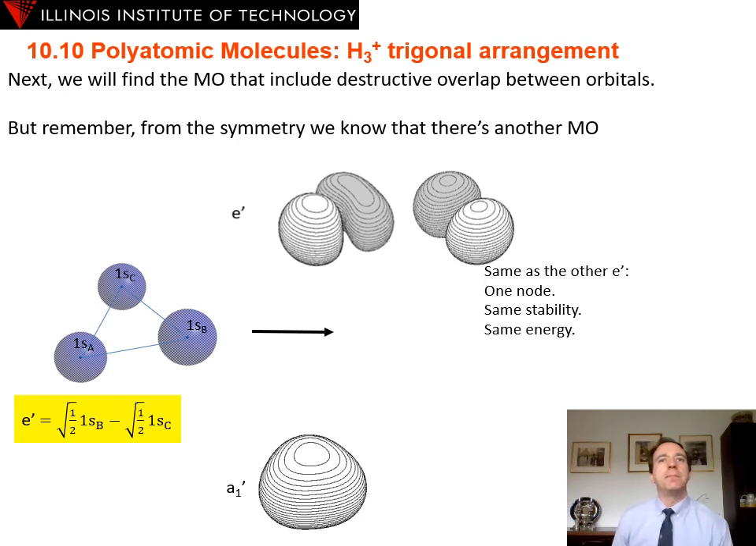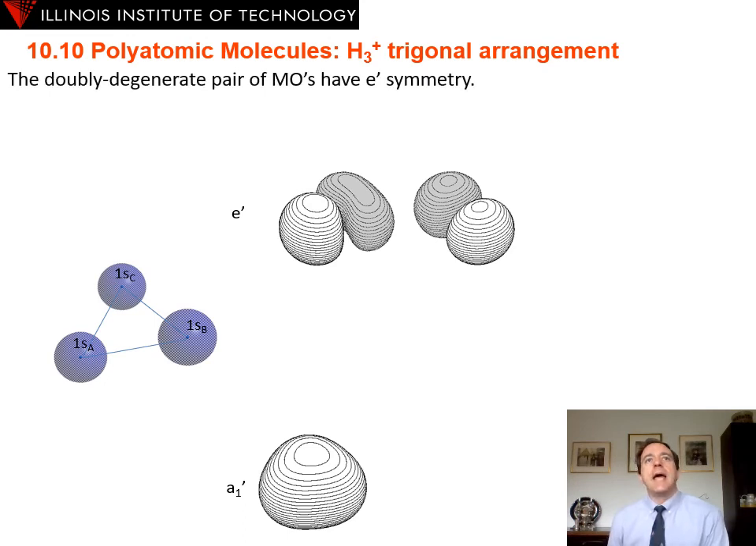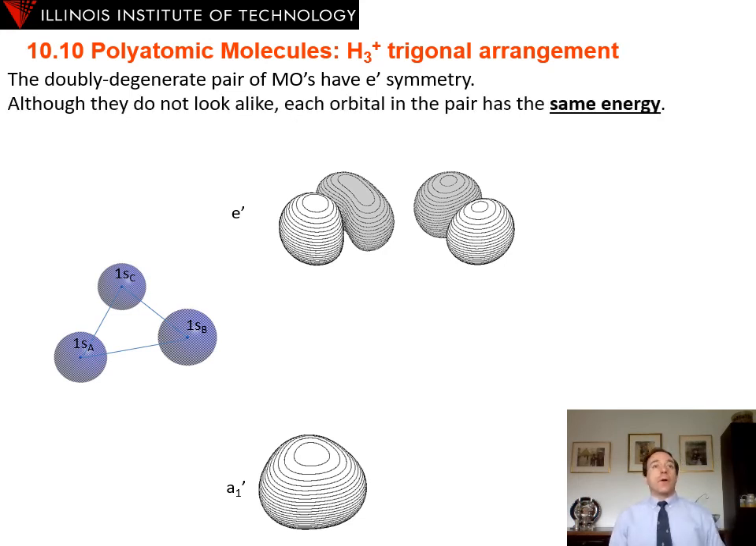So let's put that up next to that, because those two orbitals are degenerate. They have the same energy as each other. So what comes next? The doubly degenerate pair of molecular orbitals have that E prime symmetry. Although they do not look alike, they have the same energy. That's what doubly degenerate means. So they are constructed in such a way that they'll work out to have exactly the same energy as each other.